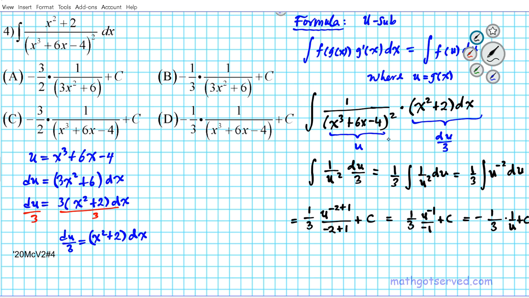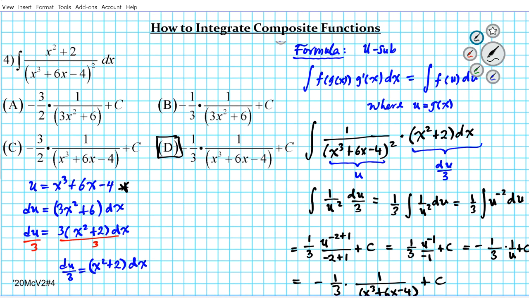Alrighty. So we're not done yet. To finish this off, we have to resub. We know that u, the substitution we made right here, is x to the third plus 6x minus 4. So we're going to resub to get our final answer. We'll have negative 1/3 times 1 over u. So instead of writing u, we resub what u is, which is x to the third plus 6x minus 4, plus c. And the answer to question number 4 is option letter D. All right, so that's how you carry out u substitution to integrate composite functions.